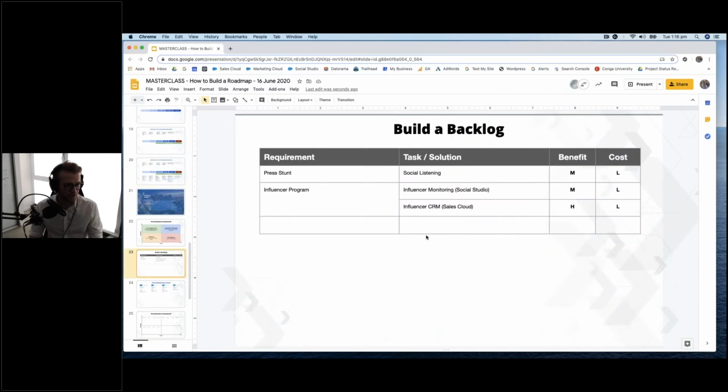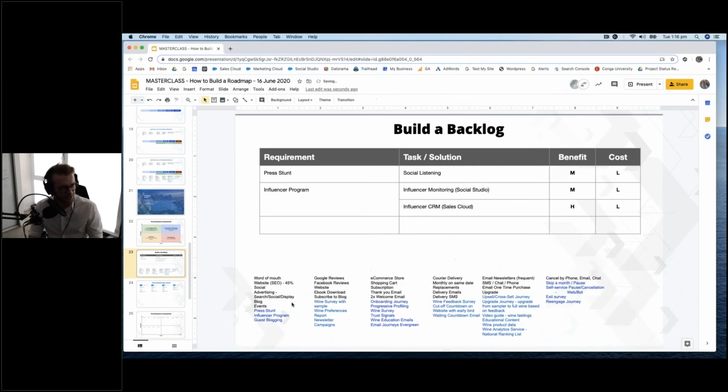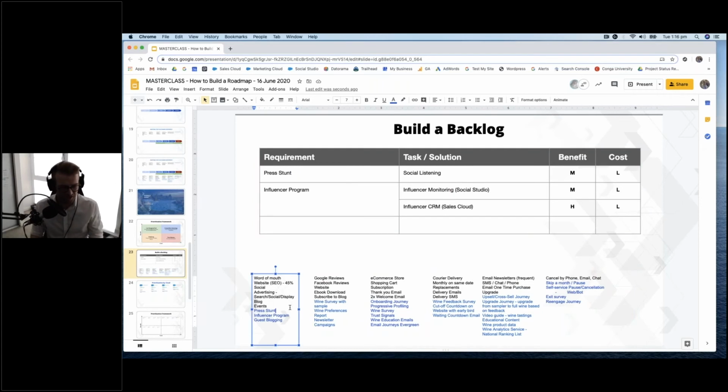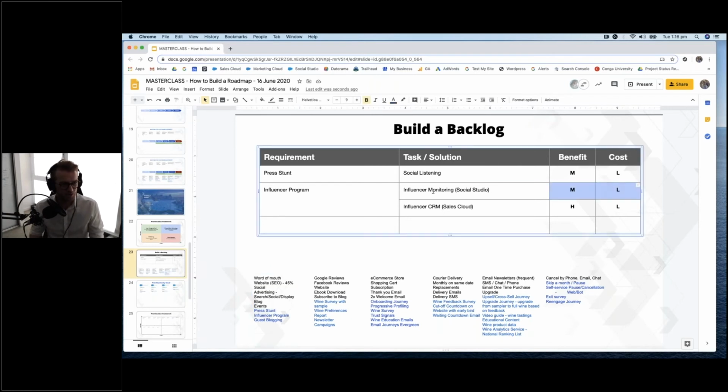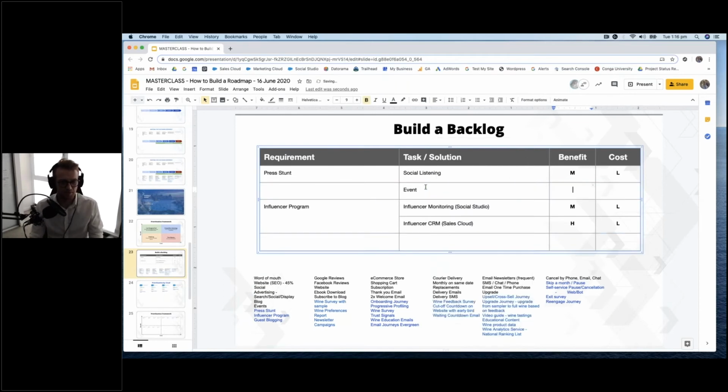So what I do is I go back and I start to really develop these ideas. I've already started. So say for press stunt, I'd be like, okay, if I were to do a press stunt, I would want to do social listening around it. And I'd probably also want to do some kind of event as well. So cost is quite high for an event. Benefit is high, you could say maybe high, and this would be an event with guests. And then I generally group that together.